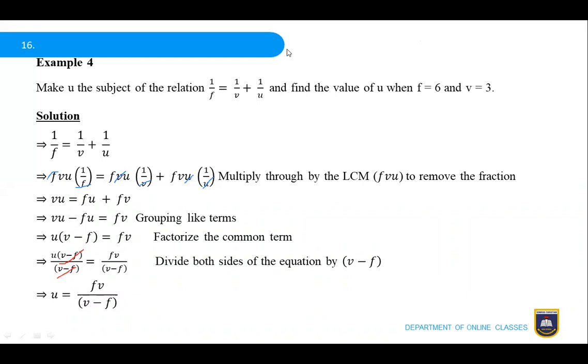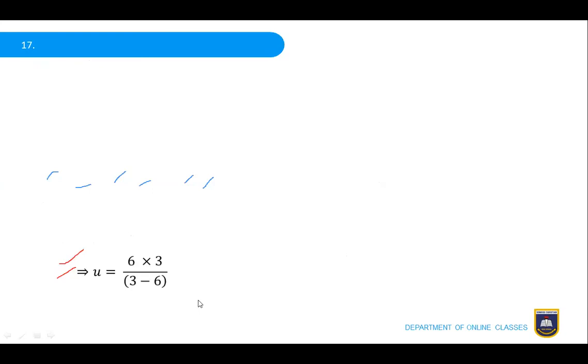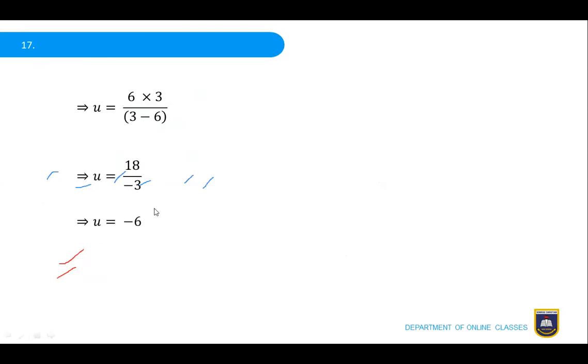Okay, we use the substitution method, which means that in place of f and v, we put in the values. So we have u equal to 6 times 3, that is f times v, all divided by 3 minus 6, which is v minus f. And that will give us u equal to 18 over negative 3, which when you simplify, gives you u equal to negative 6. That is our suggested solution to this problem.